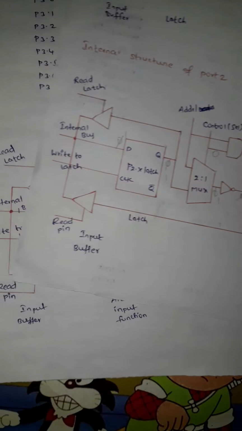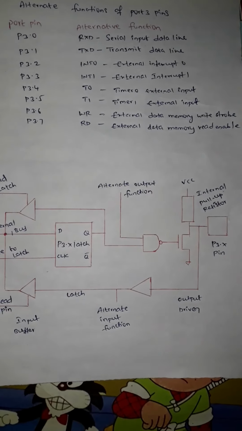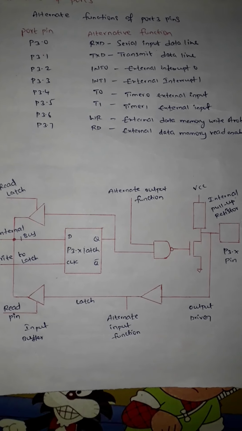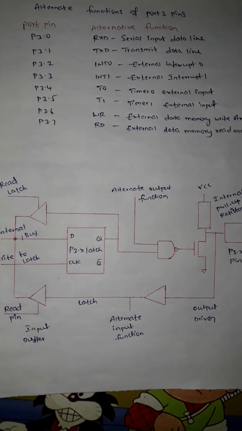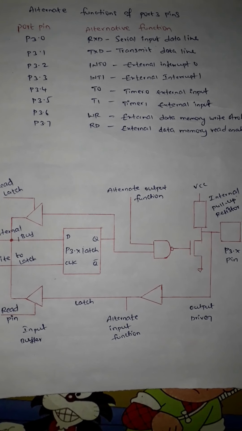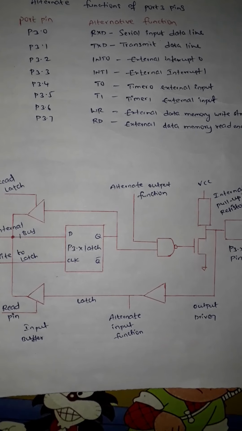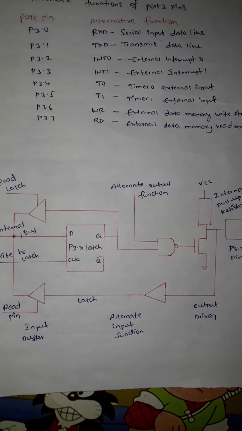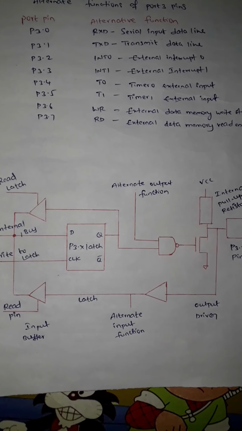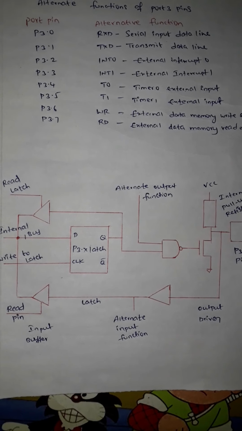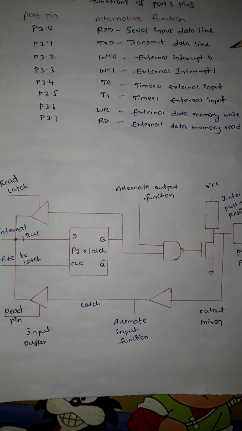Now let us look at the port 3 operation. Port 3 has several functions. That is, each port pin has a different function, not like port 0 or port 2. Port 0's complete function is address data multiplexed, and port 2 is completely used for the higher order address bus.